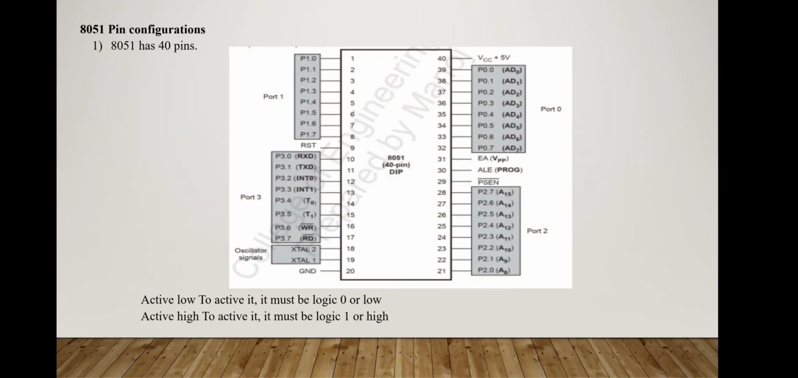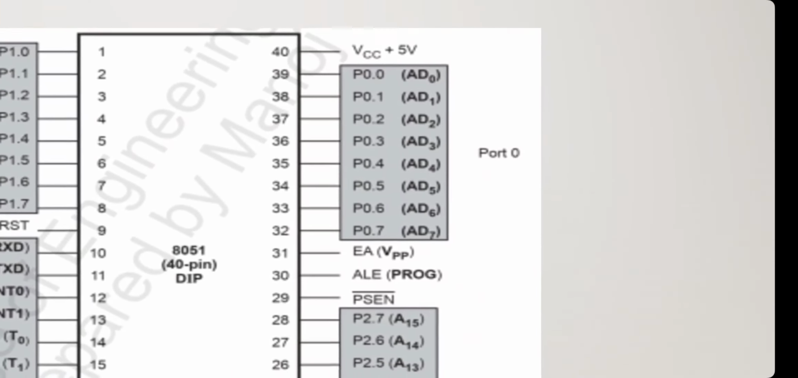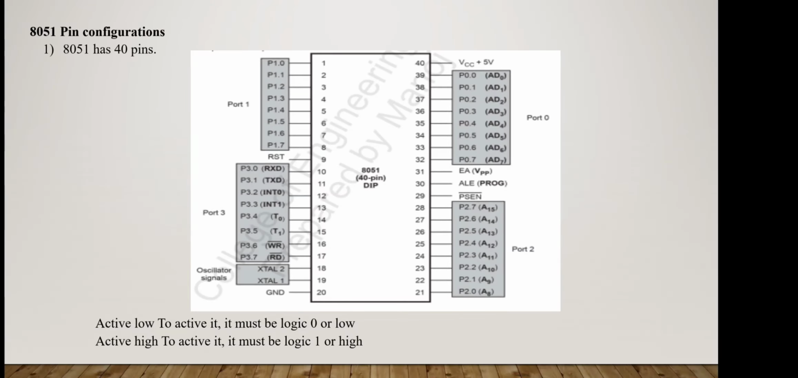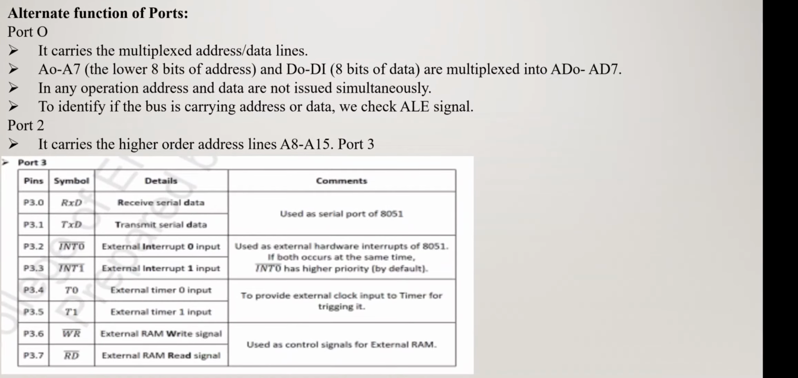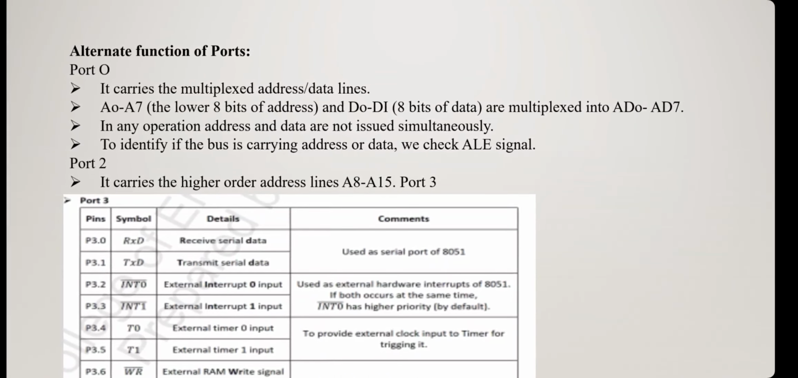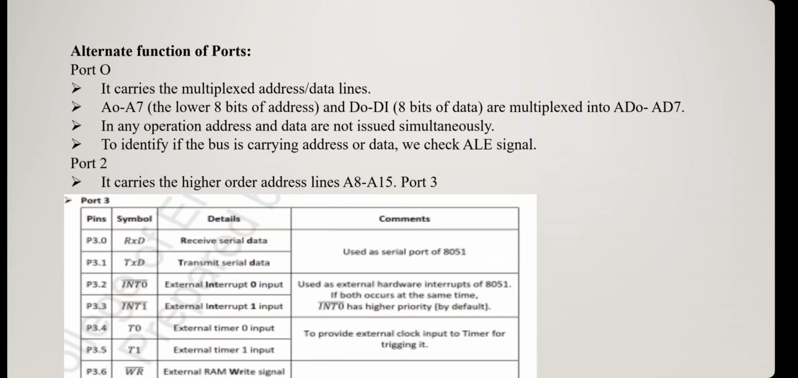From the figure it is clear what the function of port 0 is. Port 0 has two functions. The first function is that it is used for transmitting and receiving data, that is, it works as an input and output port. Also it carries address and data multiplexed together. That is the alternate function of port 0. It carries multiplexed address or data lines. A0 to A7, the lower 8 bits of address, and D0 to D7, the 8 bits of data, are multiplexed into AD0 to AD7.